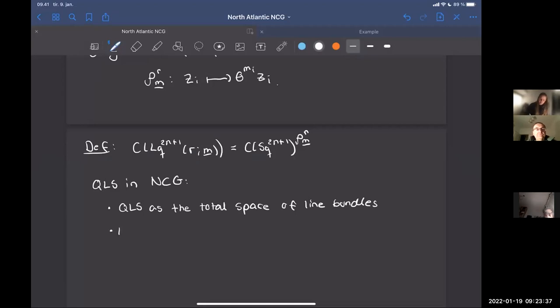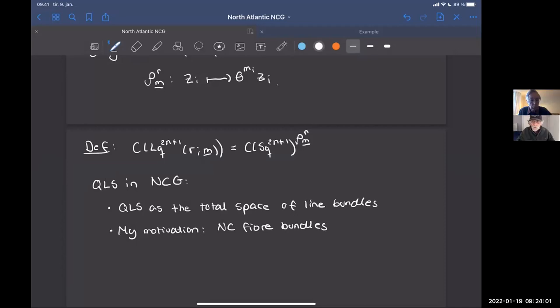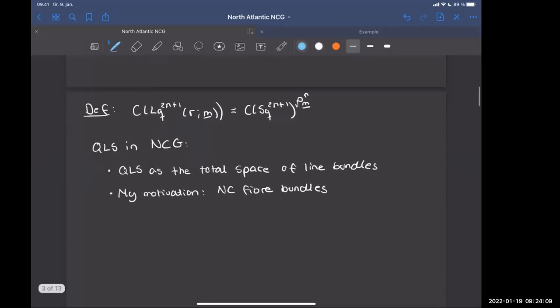But I also want to mention my motivation for looking more into classification of these quantum lens spaces comes from non-commutative fiber bundles. So I started looking at these quantum lens spaces in my work on constructing non-commutative fiber bundles where both the fiber and the total space are quantum lens spaces. But this is still ongoing work, but that's where I started getting interested in these quantum lens spaces. Yeah, so let's move to the first point. So these quantum lens spaces as graph C-star algebras.